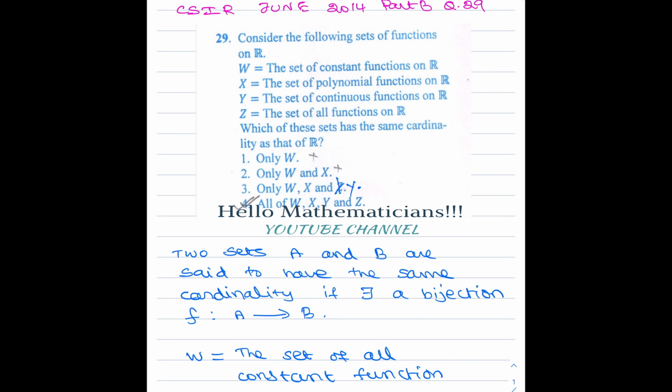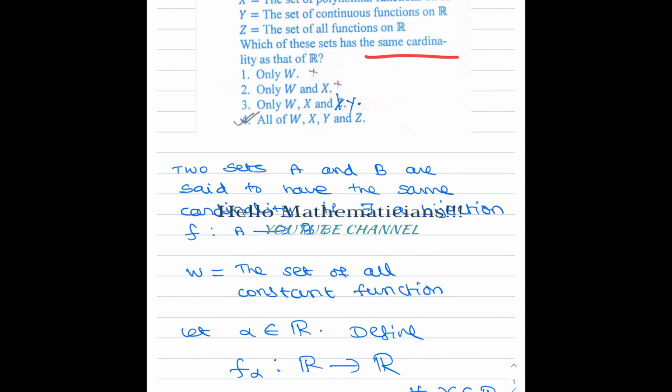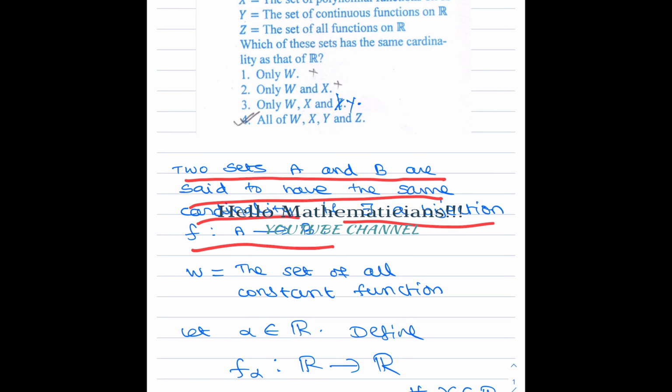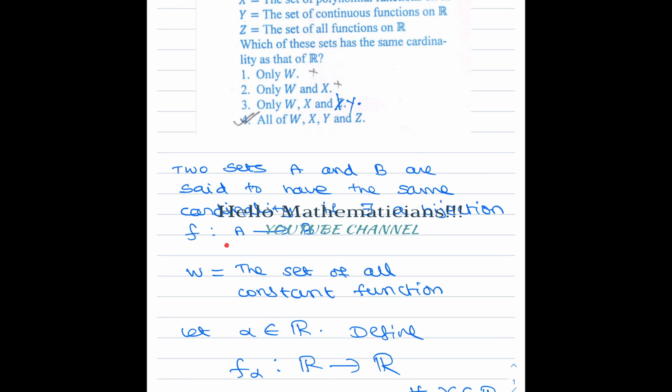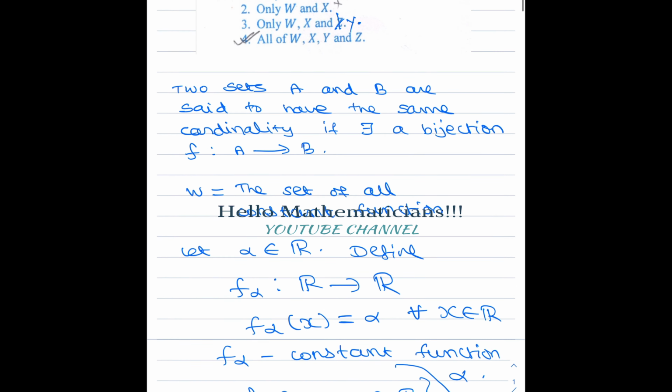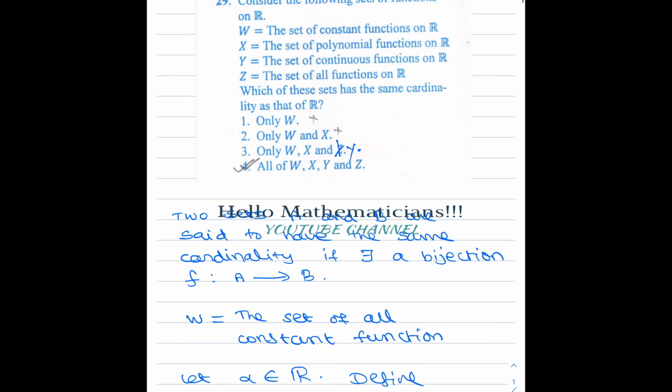Now when do we say two sets have the same cardinality? Two sets A and B are said to have the same cardinality if there exists a bijection between them. If there is a bijection f from A to B, then we say A and B have the same cardinality. So now we come to the first set. W contains the set of all constant functions on R. The question is whether W and R have the same cardinality. So we have to find a bijection between W and R.